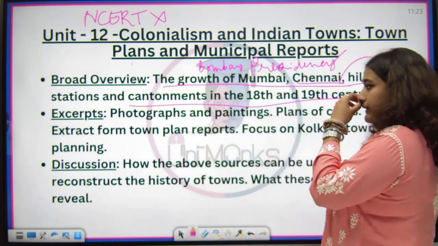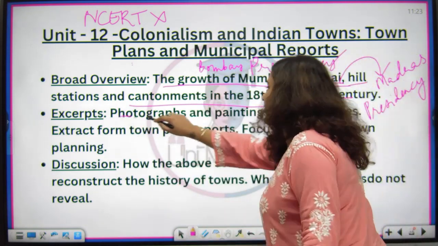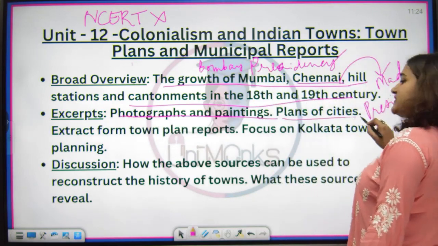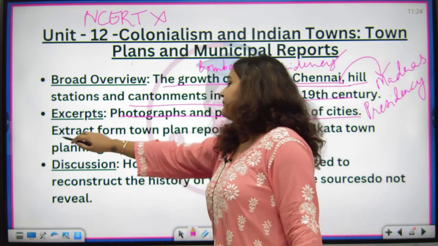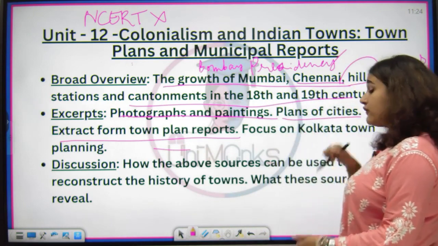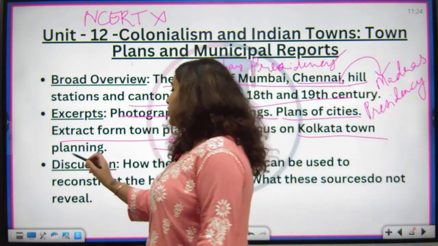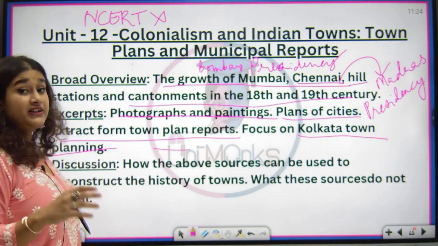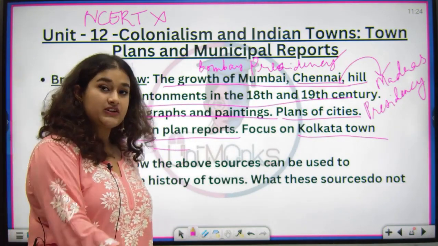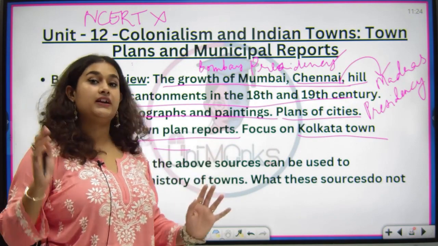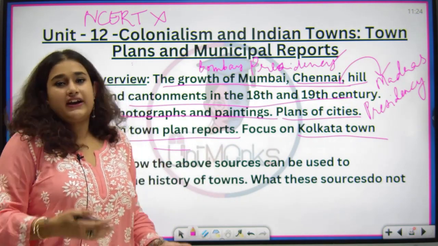Okay, now excerpts can come from photographs and paintings, plans of cities and extracts from town planning reports. The focus will be on the Kolkata town planning. All right, Kolkata town planning is very important. It is very interesting. When I start the chapter, you will understand why it is so interesting.